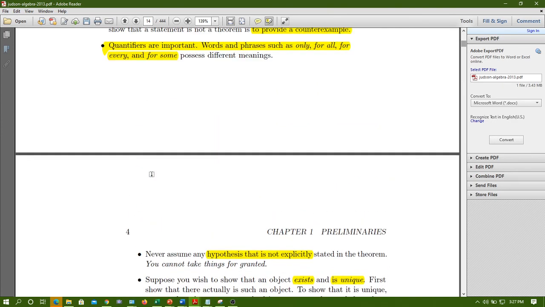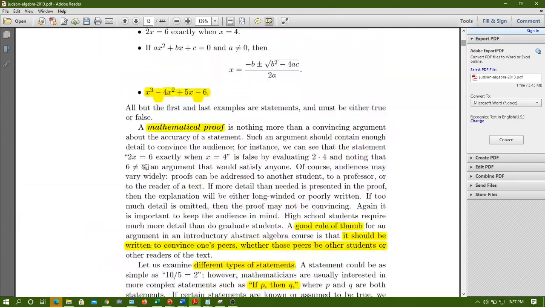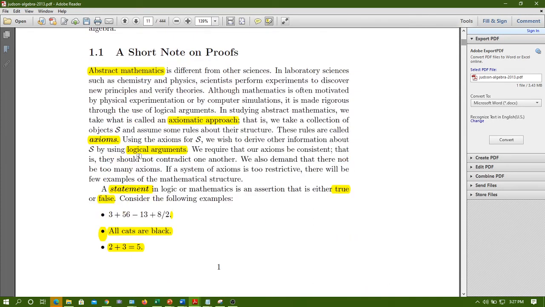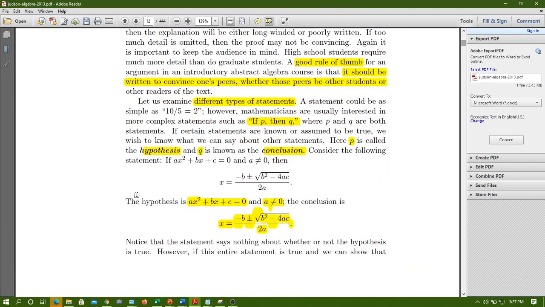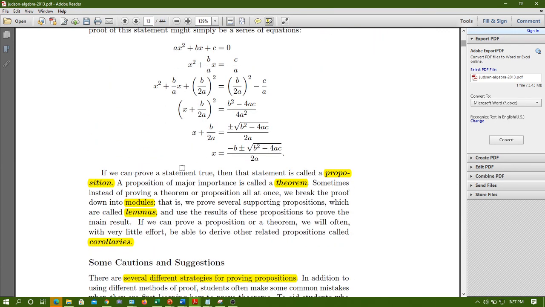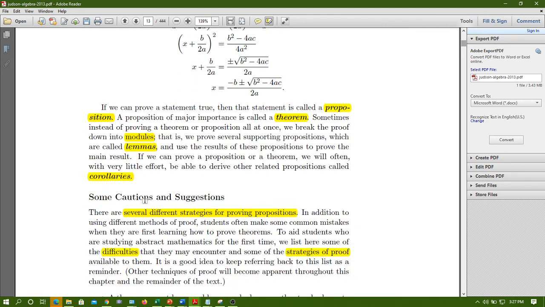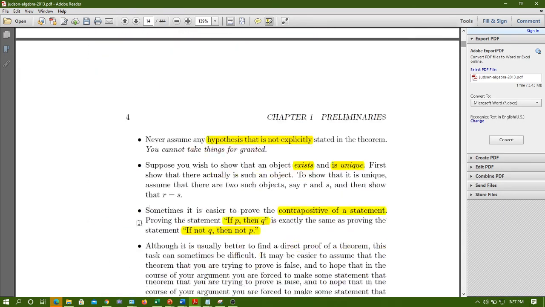So, that's all for the necessary things that I would like to tell you about the preliminaries. Again, we have terms that we need to remember: axioms, statements, mathematical proof, rule of thumb, different types of statements, hypothesis and conclusion, and then proposition, theorem, lemmas, corollaries, and the suggestions, difficulties and strategies of proof, which are provided here.